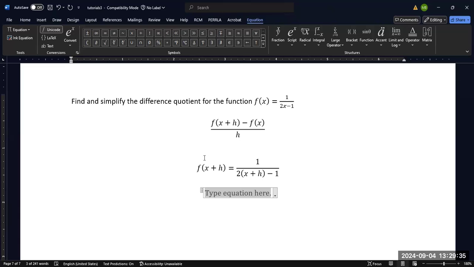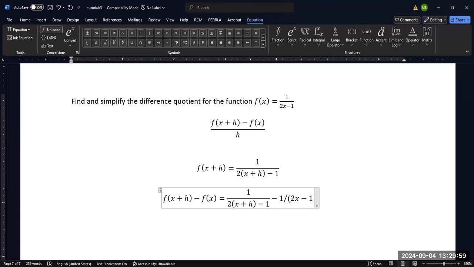And then the next thing is we have to do the entire numerator for our difference quotient. So f of x plus h minus the original function. So we're going to have our 1 over 2x plus h minus 1 minus 1 over 2x minus 1. Now, eventually, we want to be able to cancel and have a form where we can cancel this h that is in the denominator. And in this form, it doesn't look like that's going to be possible, but we can do some more algebra in order to actually make that doable.